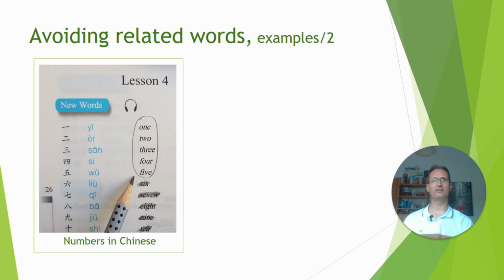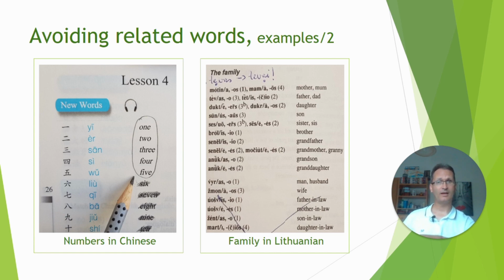But let's see other examples, like the numbers in Chinese. Well, all the words in Chinese are so strange and so difficult at first sight, so you have to be careful. And here with numbers, well, numbers are very important to know, but in lesson 4 here, I just kept the first four numbers, and all the rest I learned later in other contexts. Okay, and the last example here comes from Lithuanian again, where in one of the first lessons I could see all the family members like mother, father, etc. Well, these are very important. I kept them: motina, tėvas, duktė, sūnus, etc. But all the rest, like father-in-law, mother-in-law, especially because these are quite strange or difficult words, I didn't keep them. I omitted them.